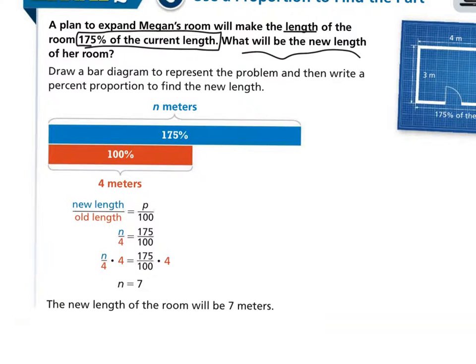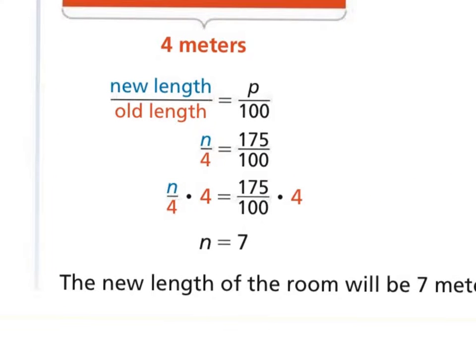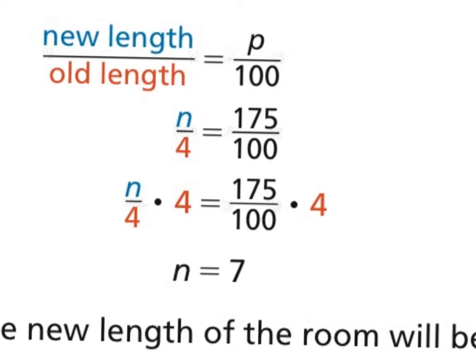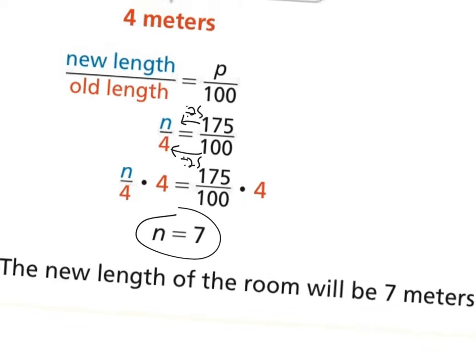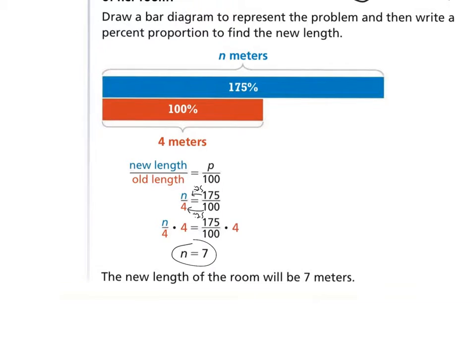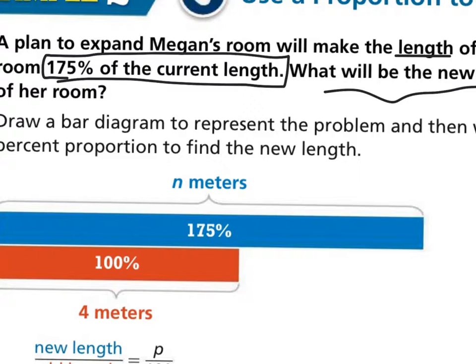They're saying let's put the new length over the old length. New length we don't know. Old length is 4. The new percent is 175. The old percent was 100%. And then they said they're dividing by 4. They multiplied by 4. You could do a pattern otherwise. Going from 100 to 4 would be dividing by 25. You get the same answer that way. Okay, which would be 7. So 7 meters.